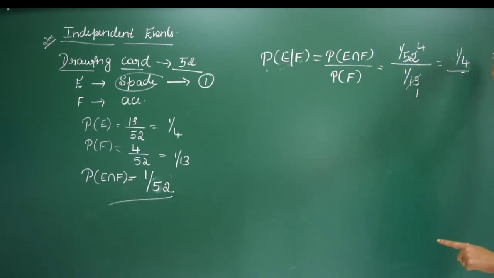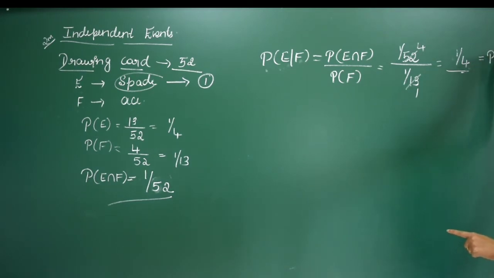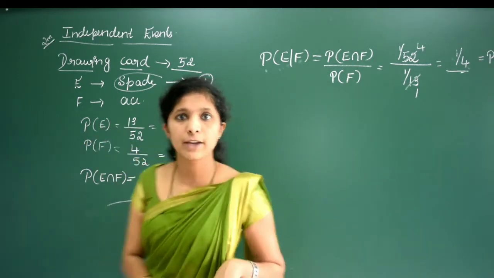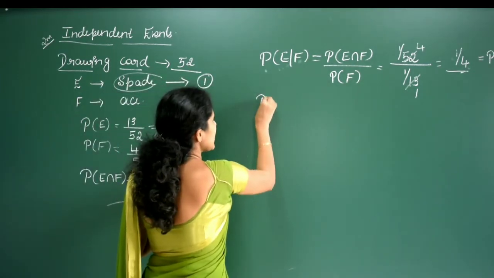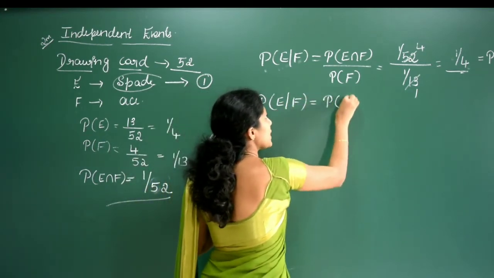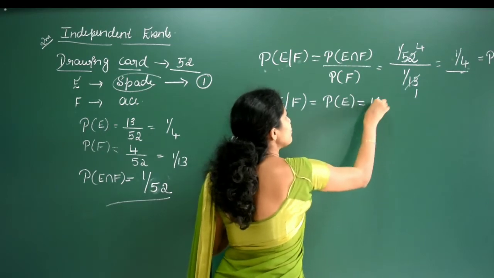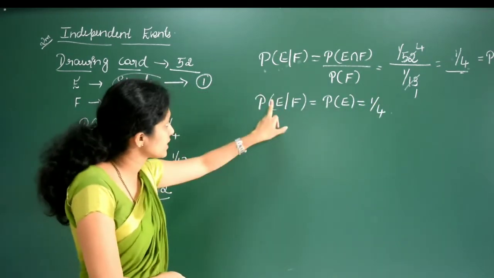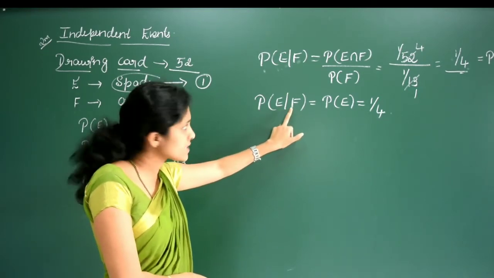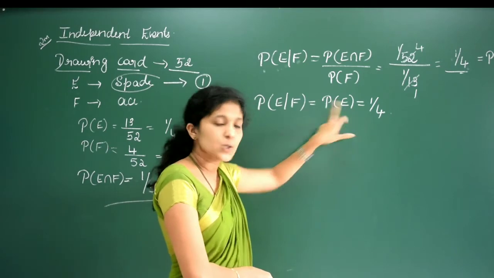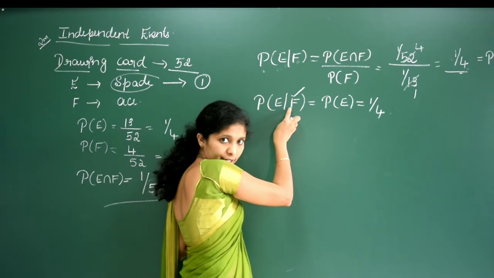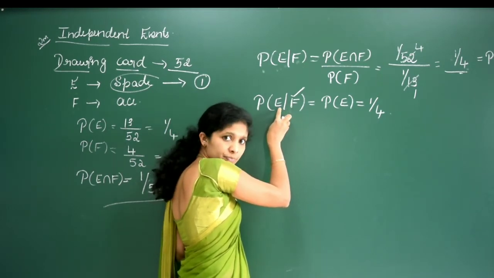And this is also equal to P of E. The value of P of E is also the same. Is it clear? The value of P of E is also 1 by 4. By this, what we can say? P of E by F is equal to P of E, which is equal to 1 by 4. This is the conditional probability of E where F has already occurred, and it is equal to the probability of E. So the occurrence of this event F does not affect E. Is it clear?